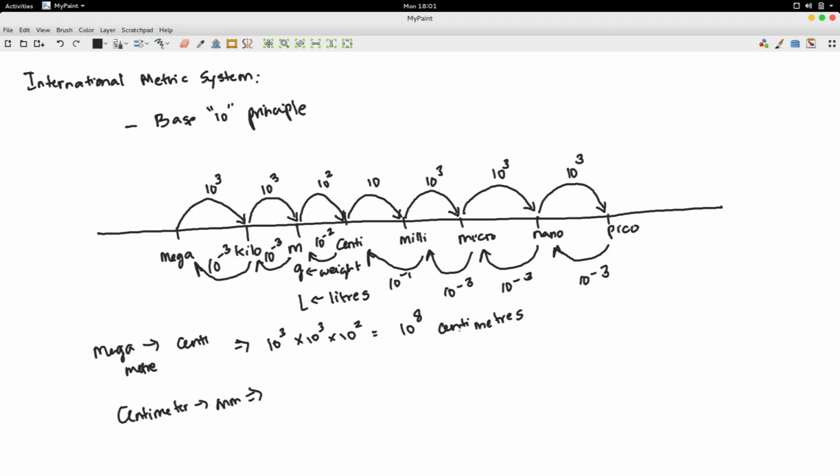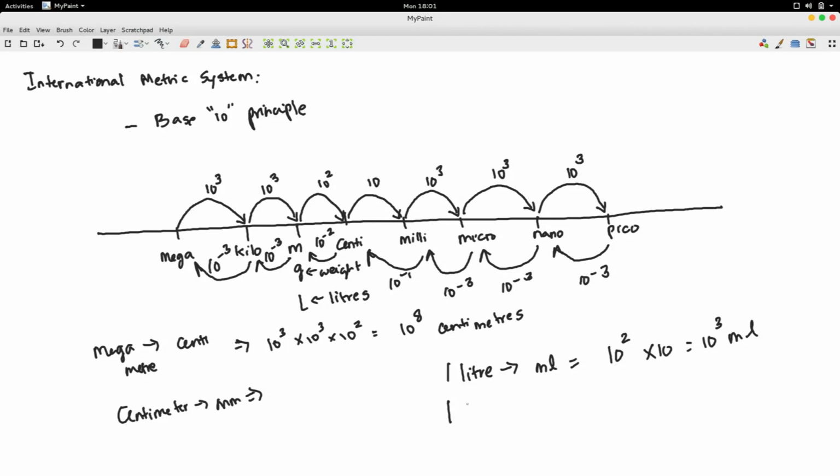So if you want to convert 1 liter to milliliters, so liter would be right here, and you want to go to milliliters, so you'll multiply 10 squared times 10, which is 10 cube milliliters.